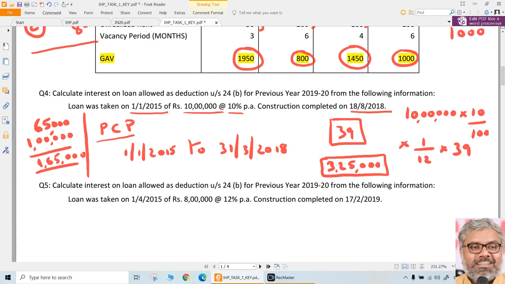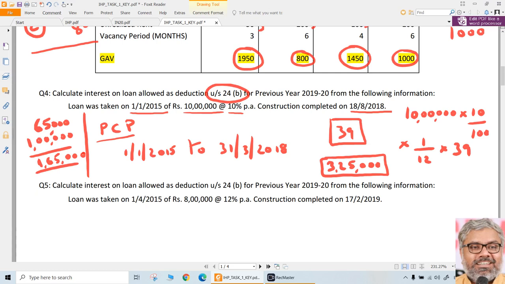When nothing is given, don't assume things like self-occupied and all. Even if it is self-occupied, it doesn't matter. But still, the point is, what was asked, that is where we have to just stop the calculation. 1,65,000 is the answer for this question number 4. That is the total amount of interest that can be claimed as reduction under section 24B.